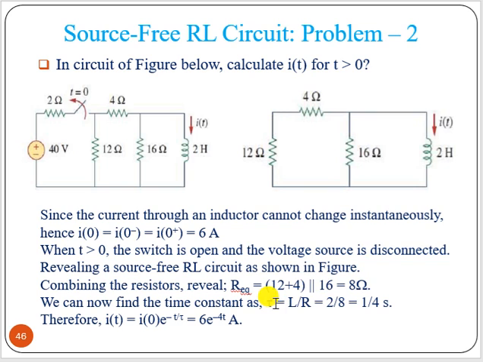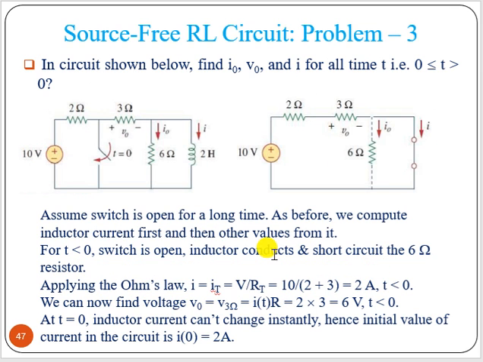So you can find out tau, that is L by R. You got the value. Then IT you can find out by putting the I0 value as 6 ampere, e to the minus t by 1 by 4. So e to the minus 4t. Okay. Now there is another problem.